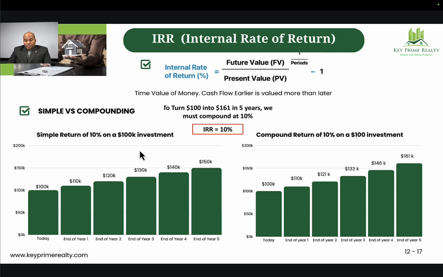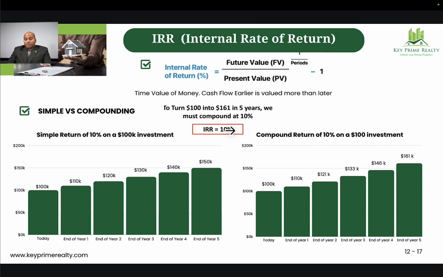There are a few slides here. So for instance, to turn $100 into $161 in 5 years, we must compound at 10%. So if you think of an IRR of 10%, you might think, oh, it's 10%. If it is an average annual return of 10%, your $100 would only become $150, right? So you put in $100 and in 5 years you get $150. That's not an internal rate of return of 10%. The average annual rate is 10, but the IRR will be less than 10.